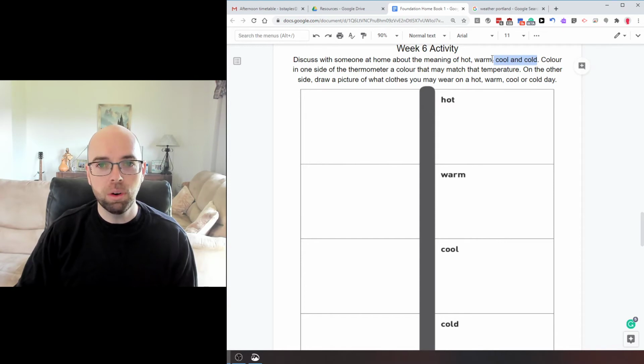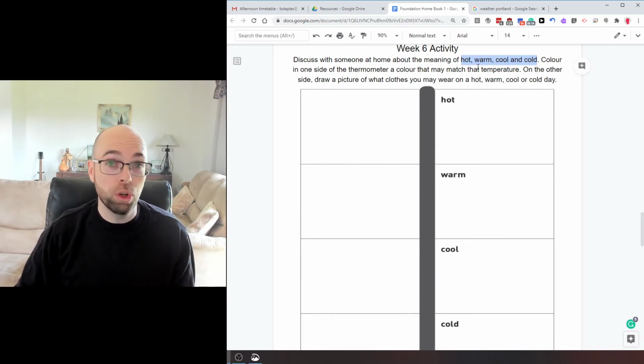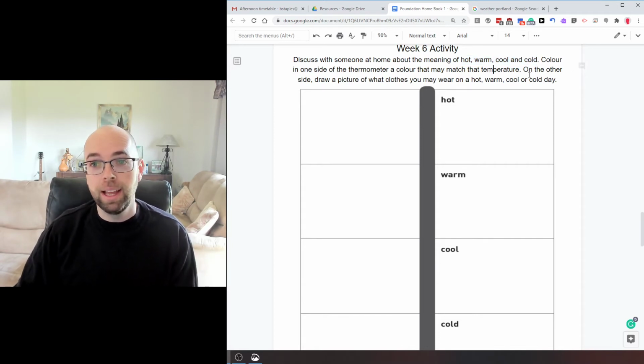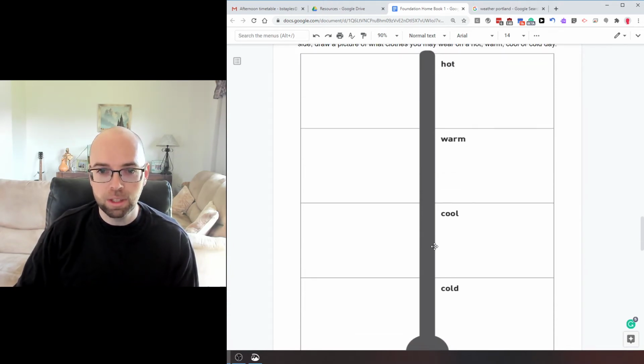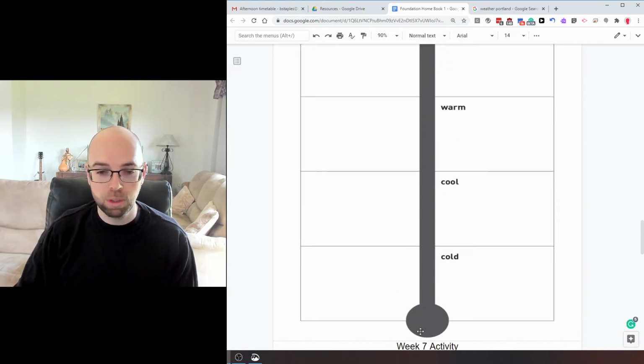Okay, these are all temperature words. And we have to color in one side of the thermometer a color that may match that temperature. On the other side, draw a picture of what clothes you may wear on a hot, warm, cool, or cold day. Okay, so I'm going to show you how to do this activity. This big thing here is called a thermometer, and I've actually got a thermometer that we're going to be using in an experiment next week.